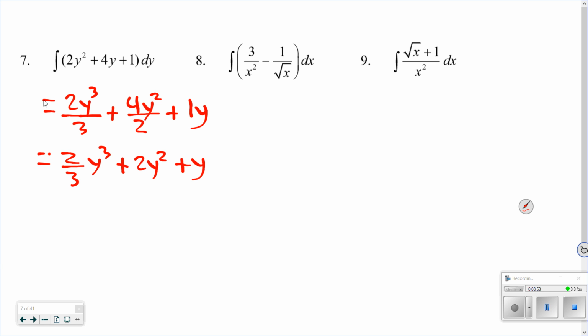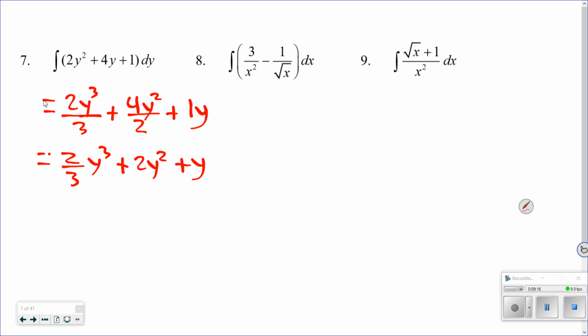And there's my integral. If you ever want to check, we could take the derivative. If I take the derivative, the 3 would drop down. 3 times 2/3 is 2. 2y squared, the 2 drops down, be 4y. Derivative of y would be 1. Okay, 8 and 9 are a little bit trickier.